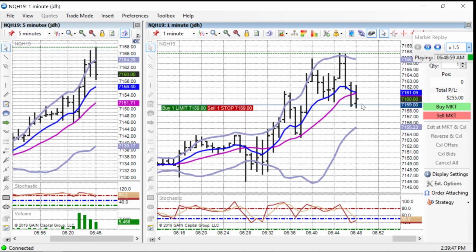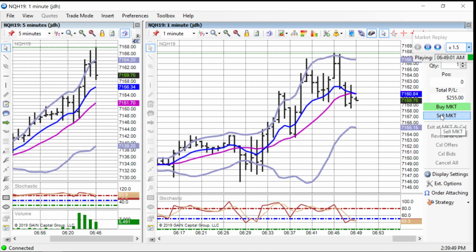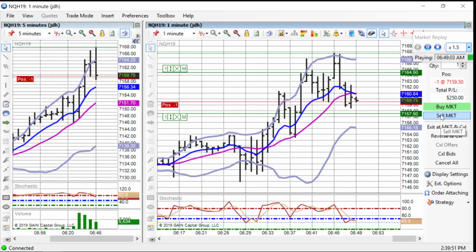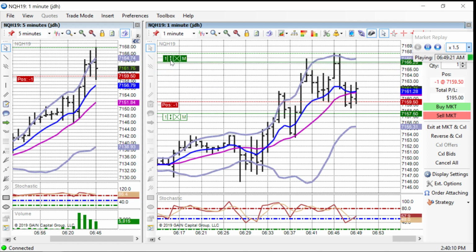See, I like that up thrust right there, and it's met my requirements. It's come back a little bit. Sometimes it doesn't come back a whole lot. See, I should have waited. I should have waited for that movement right there. Move my stop loss away.